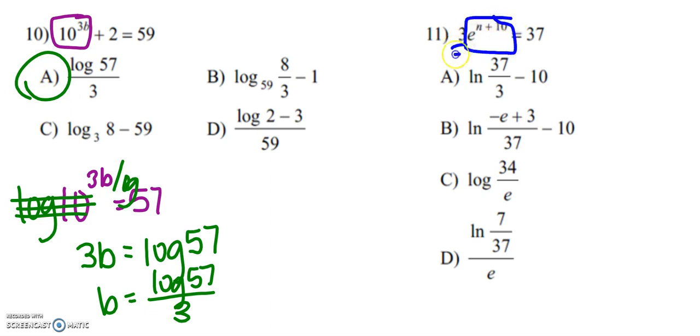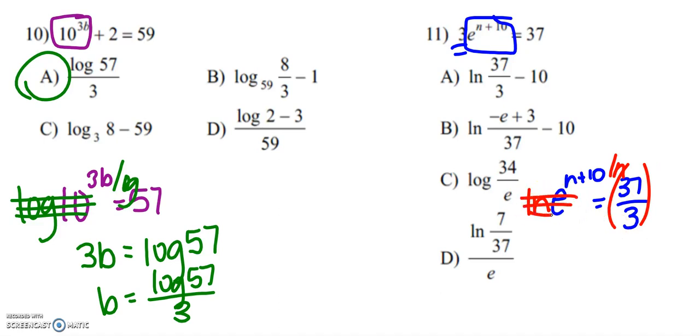This one, here's my exponential expression. So the thing I need to get rid of is this 3. So I'm going to start by saying, I don't really have a lot of room, but e to the n plus 10 is going to equal 37 thirds. Now there's not really a way to get 37 thirds written with base e. So I'm going to choose a logarithm, and I'm going to pick the natural log because that has a base of e. So these are going to cancel. I'm going to get n plus 10 equals the natural log of 37 thirds.